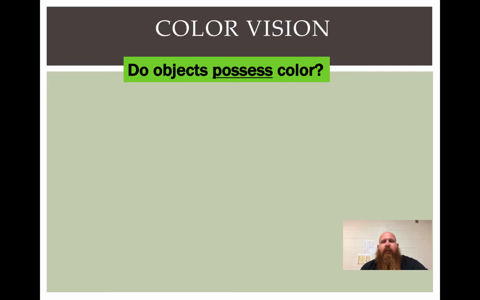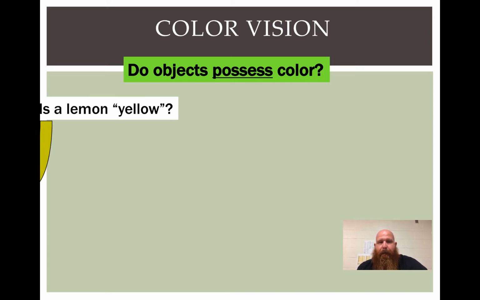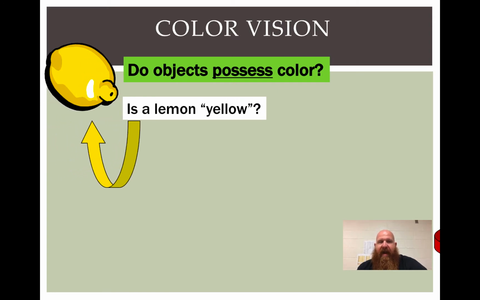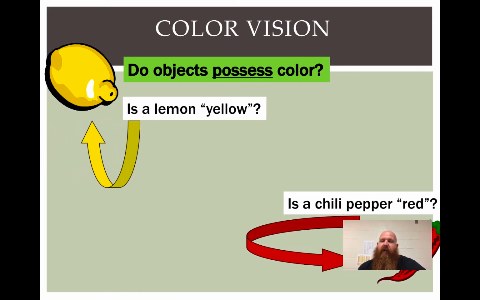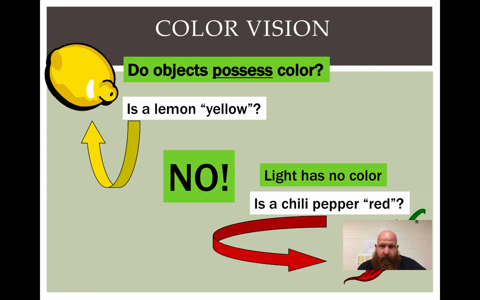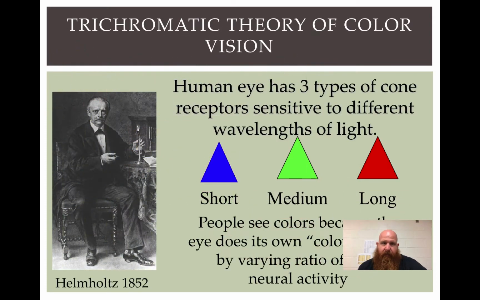And then we kind of get to a question that Louise asked, about why is my shirt black? Do objects possess color? We'll see. Is a lemon actually yellow? Is your shirt actually black? Is a chili pepper actually red? No, light has absolutely no color. Let's talk about it for a second.